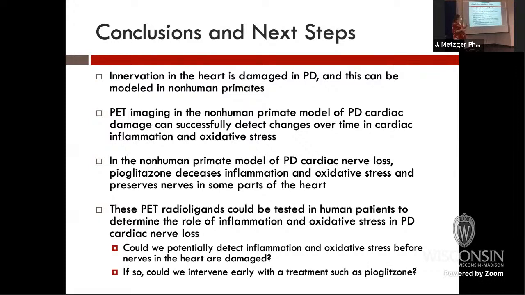And if so, do we need to intervene quite early when we detect these, but before there's so much neurodegeneration that damage has already really affected the quality of life of that patient? Should we intervene early, and can it be with a treatment such as pioglitazone that targets some of these cellular mechanisms, inflammation and oxidative stress, and the damage to the heart?